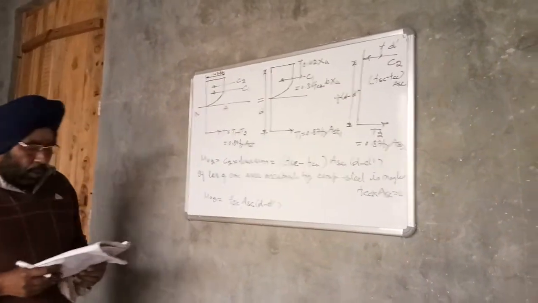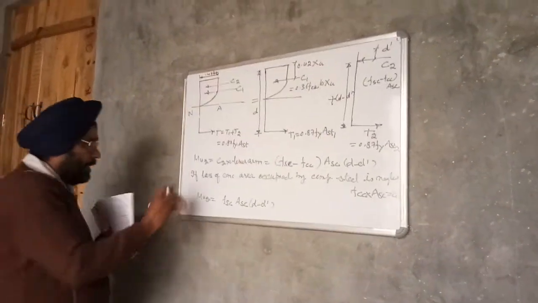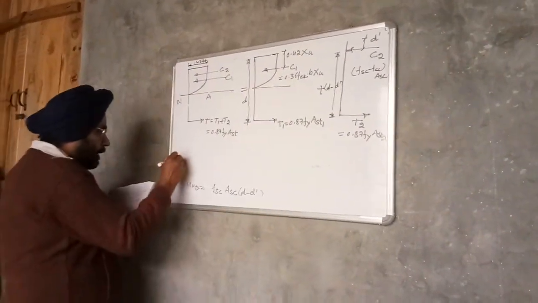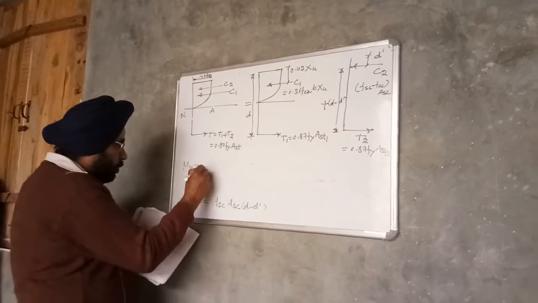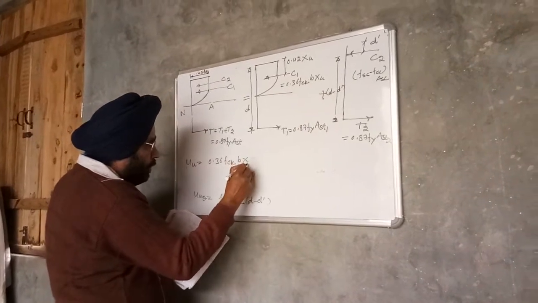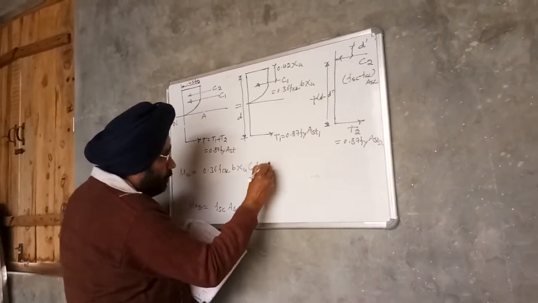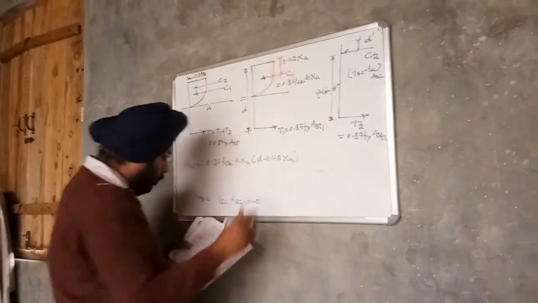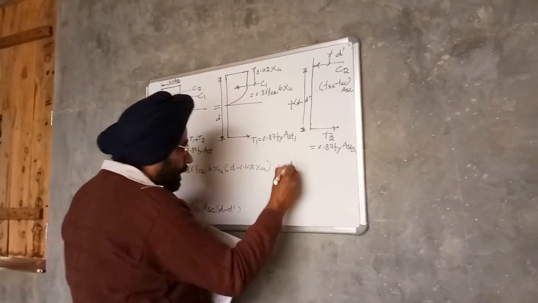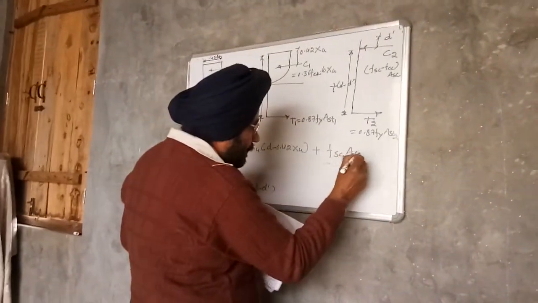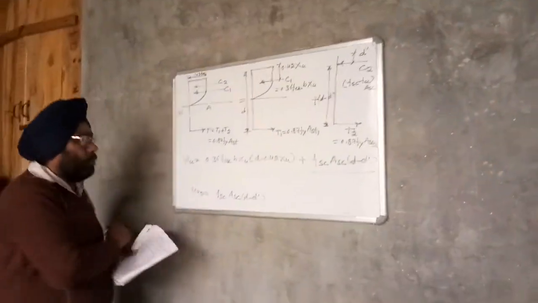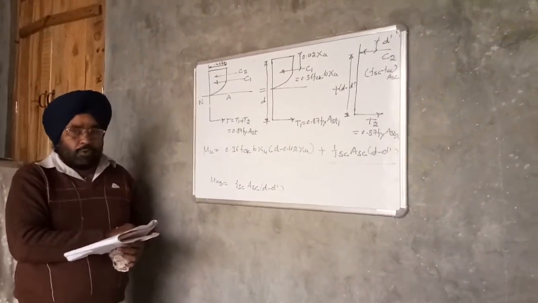Then the moment of resistance of the doubly reinforced section Mu is equal to Mu1 plus Mu2. So the ultimate moment of resistance is equal to Mu1, which is 0.36 fck b xu into (d minus 0.42 xu), plus Mu2, which is fsc into Asc into (d minus d dash). This is the ultimate moment of resistance of the doubly reinforced beam section.